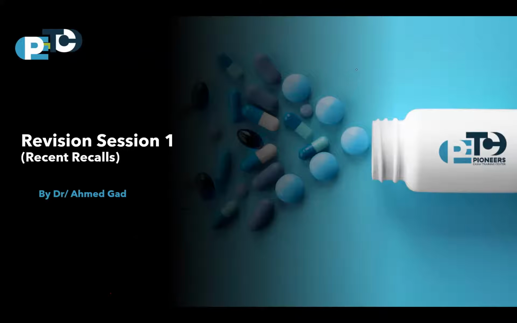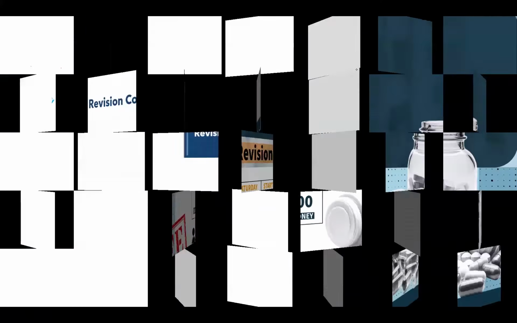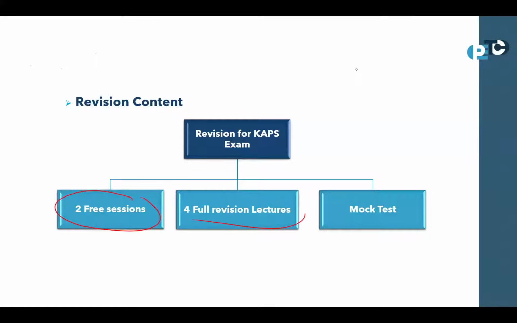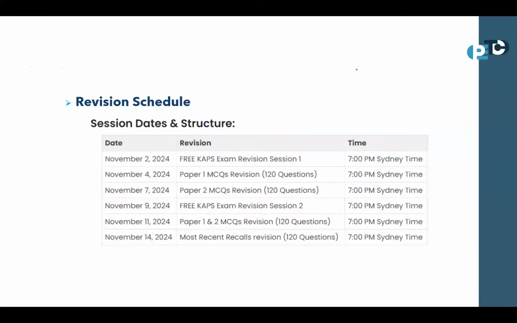In this revision, you will have 6 sessions. 2 of them are free and 4 are paid. This is the first free one. So this is the composition of the revision content: we have 2 free sessions and 4 full revision lectures plus a mock test at the end. The schedule for this revision: today is the first free one.